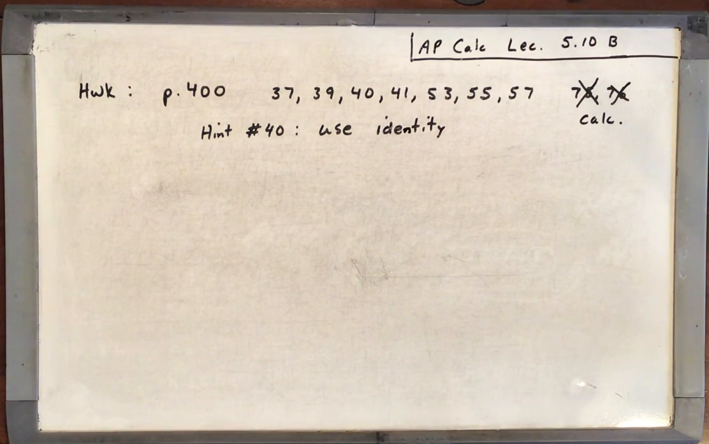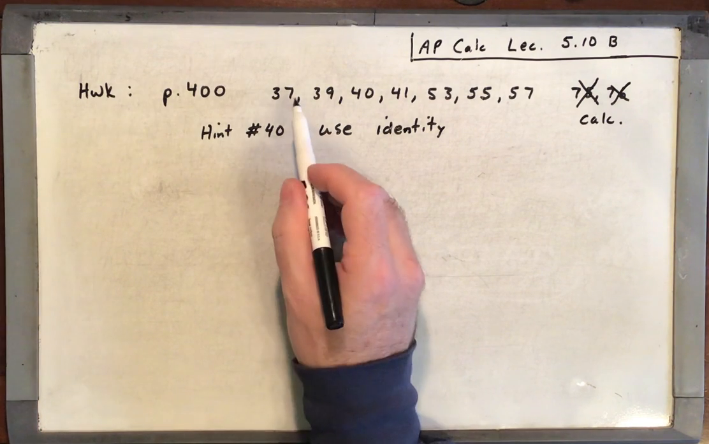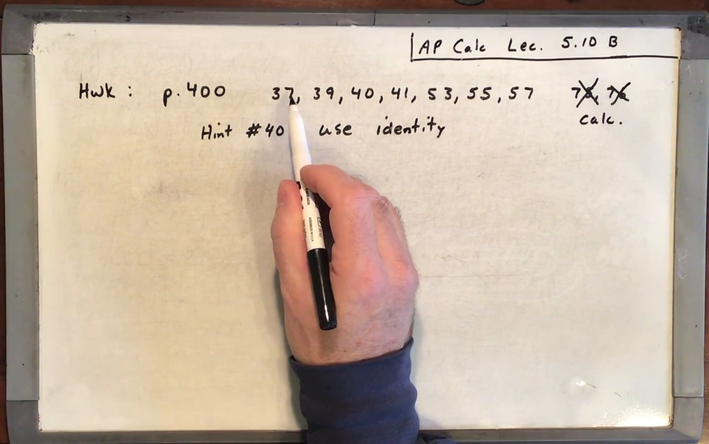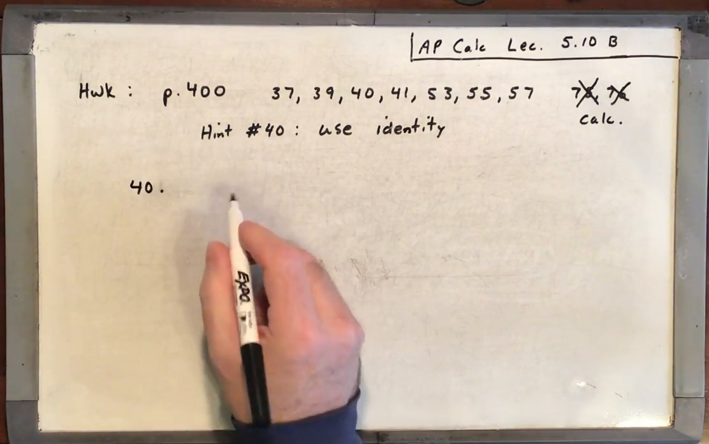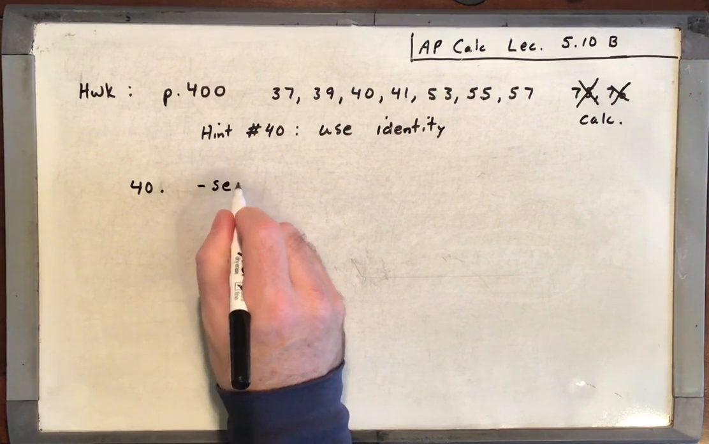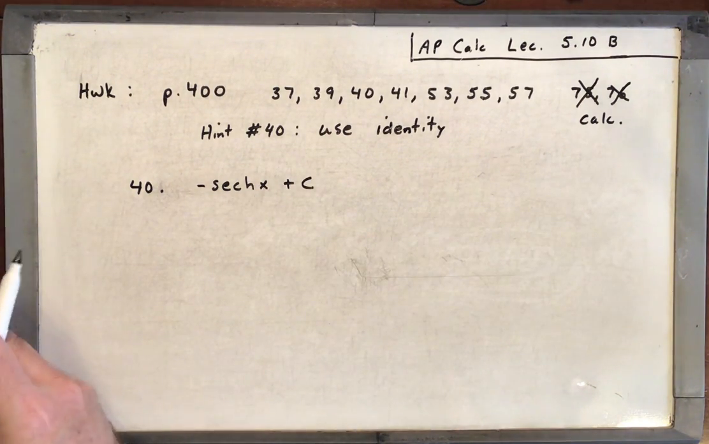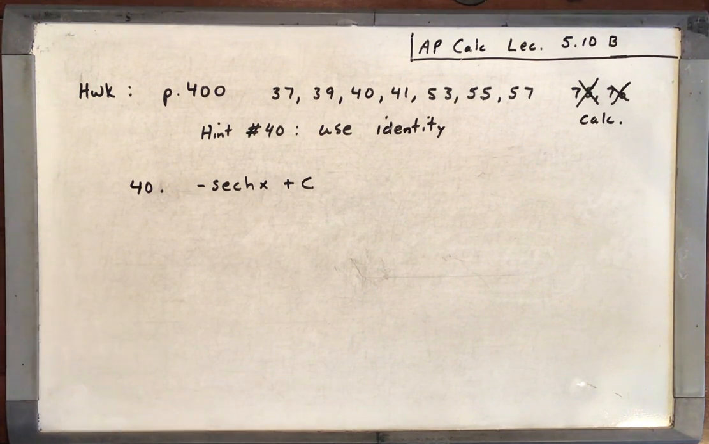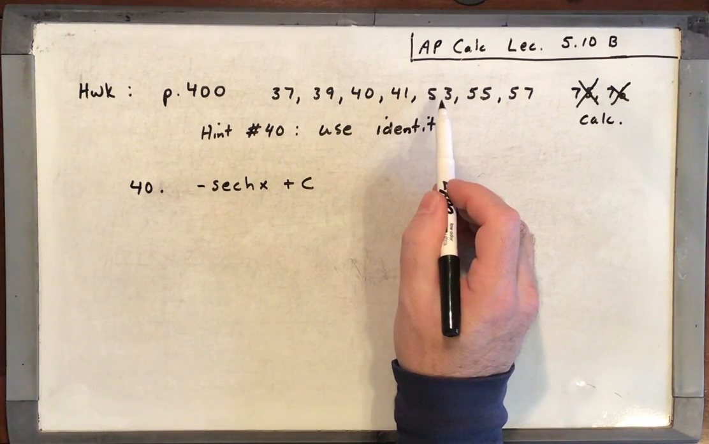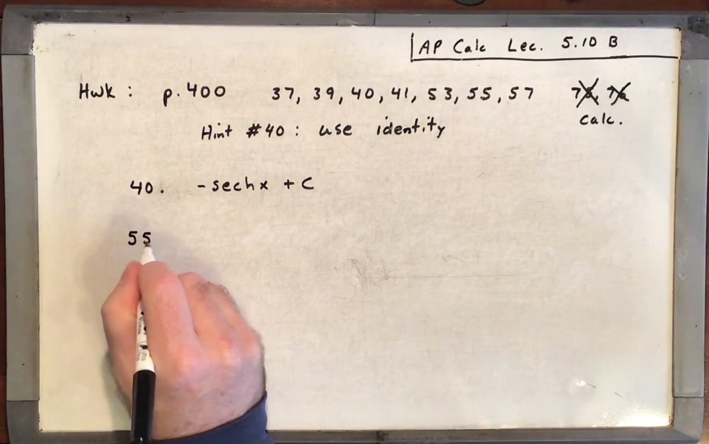Now let me look at the answers, and I'll write, I believe number 37 in the back, the answer from the back of the book is good. 39, same thing. The answer to 40, right, since that one's not in the back of the book, is minus hyperbolic secant x plus c. All right, the answer to 41, the answer in the back of the book is fine. 53, the answer in the back of the book is fine. But 55 and 57, the back of the book goes a little crazy.